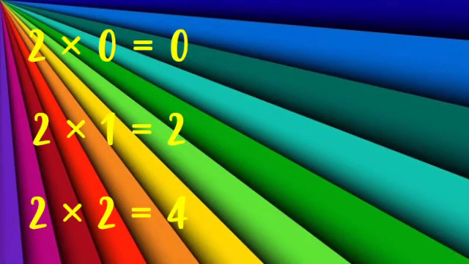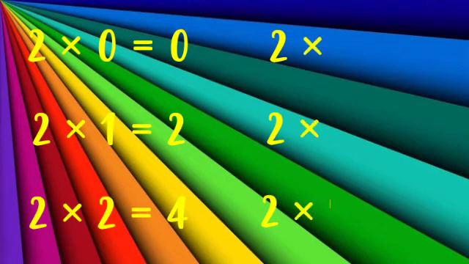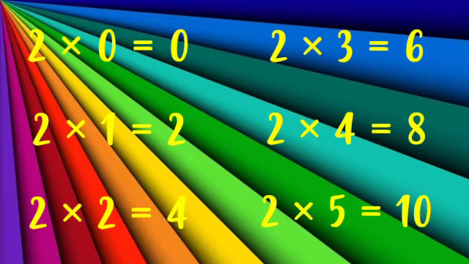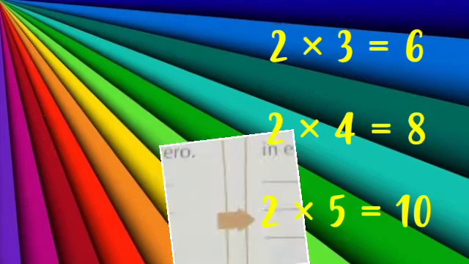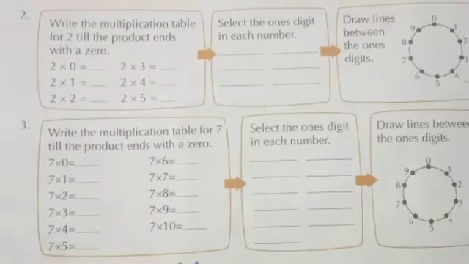2 1s are 2. 2 2s are 4. 2 3s are 6. 2 4s are 8. 2 5s are 10. See the next column.